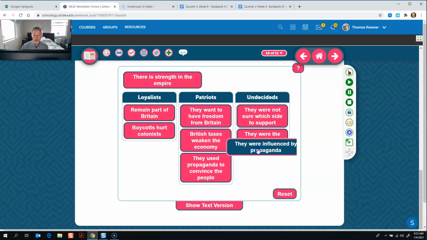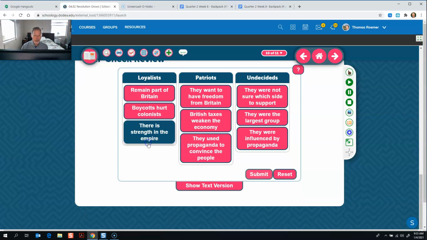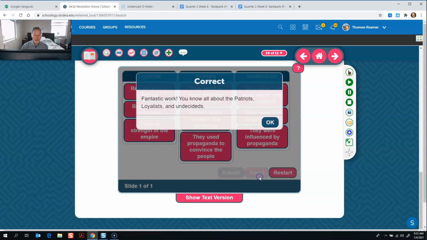So these guys were influenced by propaganda and said there is strength in the empire. These guys believed in staying with England. So let's see if we got it right.